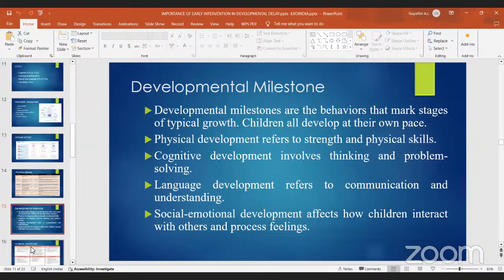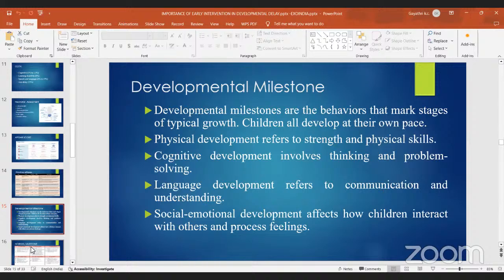Developmental milestones are the behaviors that mark stages of typical growth. It differs for each individual, as children develop at their own pace. These are the four developments we have: physical development, cognitive development, language development, and the socio-emotional development.